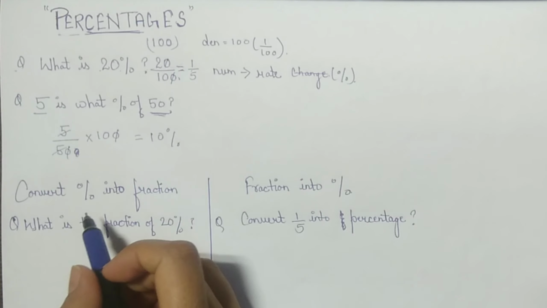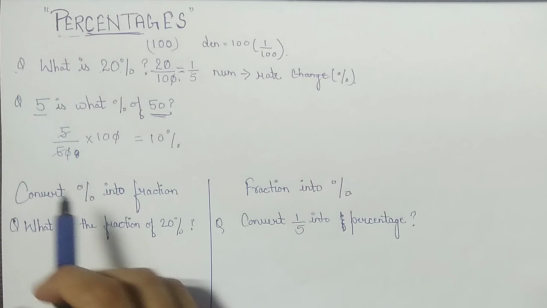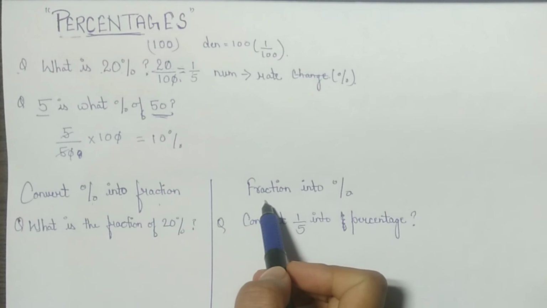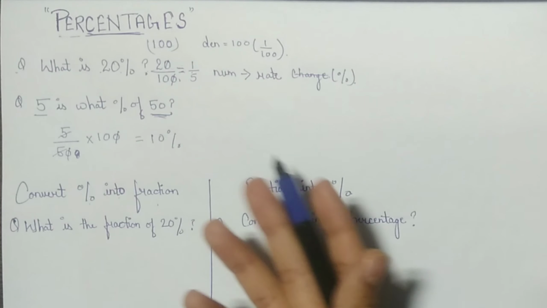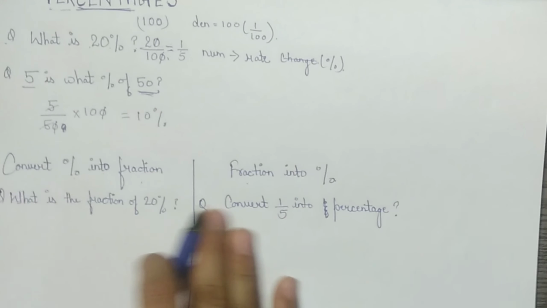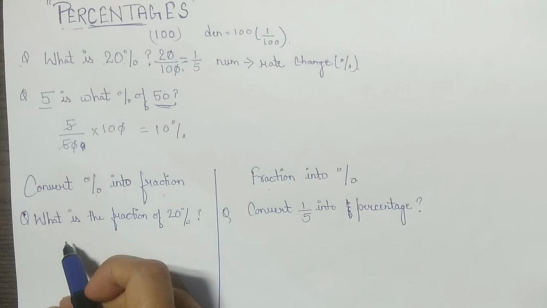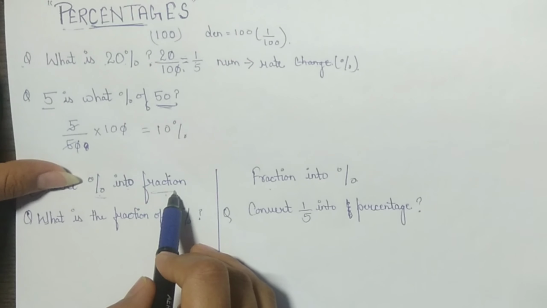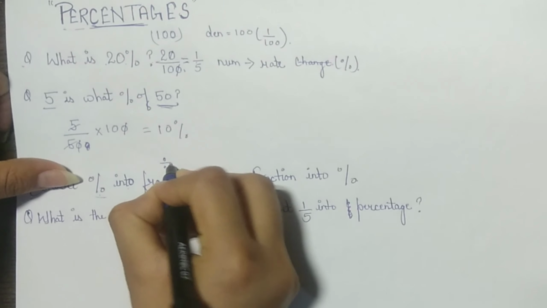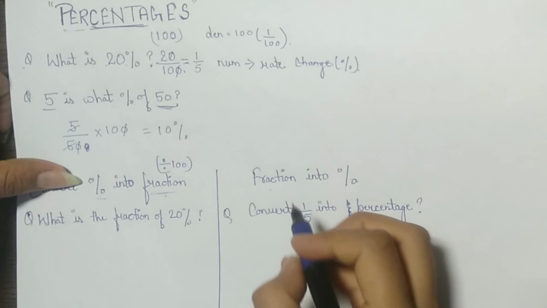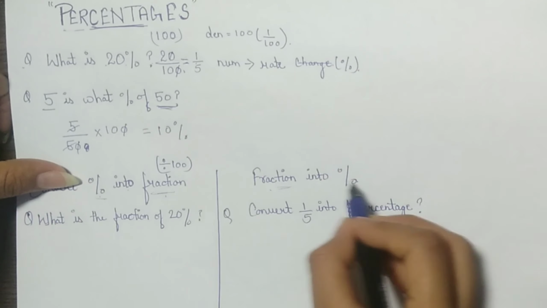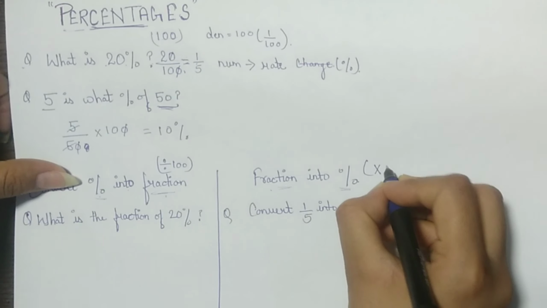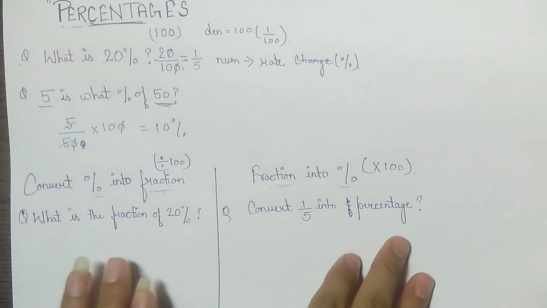Now let's understand another concept of percentage, that is the conversion of percentage into fraction and the conversion of fraction into percentage, vice versa. Let's take an example and try to understand. Whenever we need to convert a percentage into a fraction, we just divide it by 100. And whenever we need to convert a fraction into a percentage, we just multiply the given number by 100.